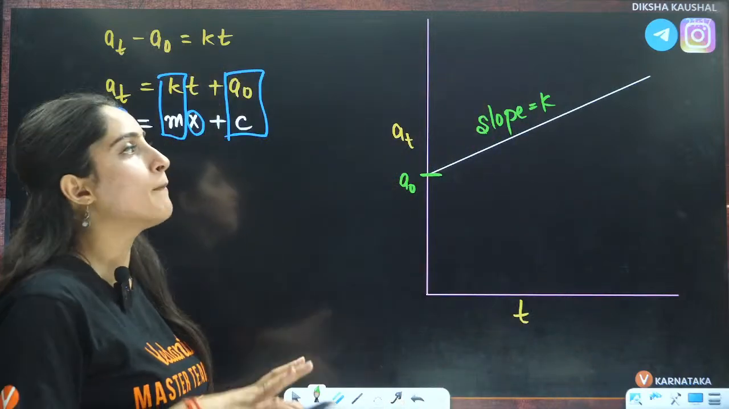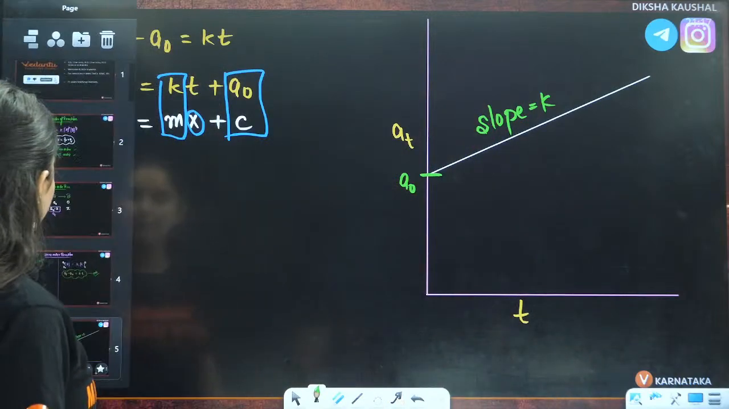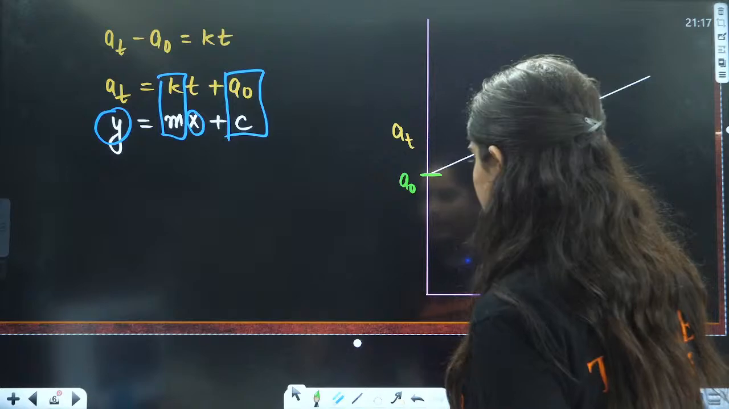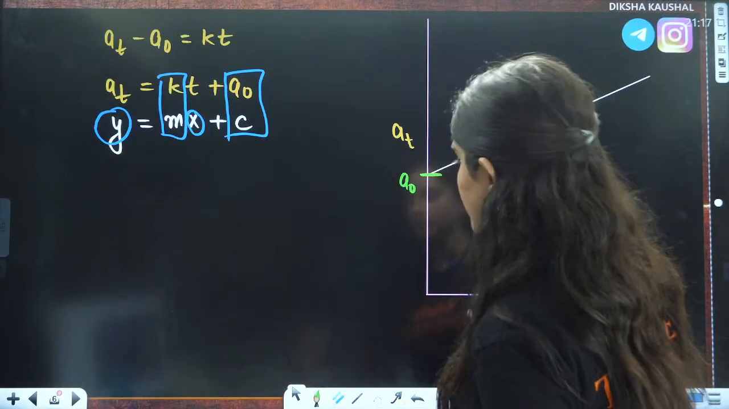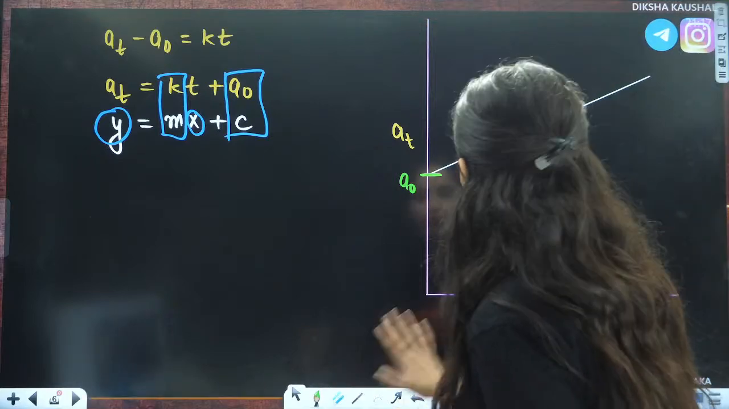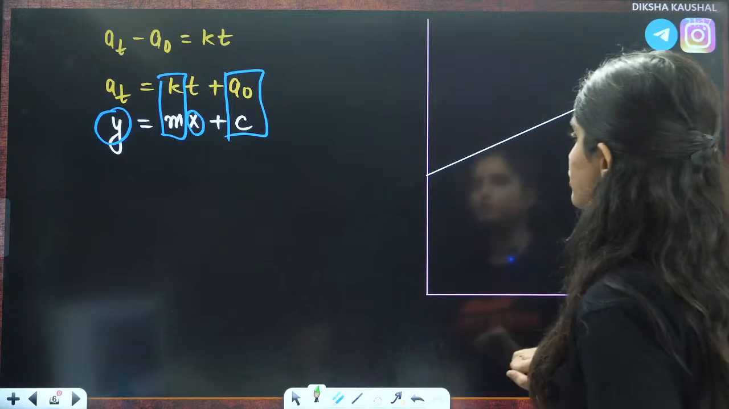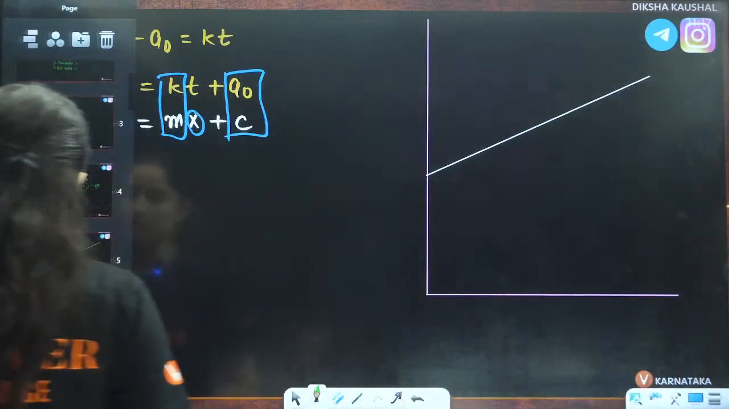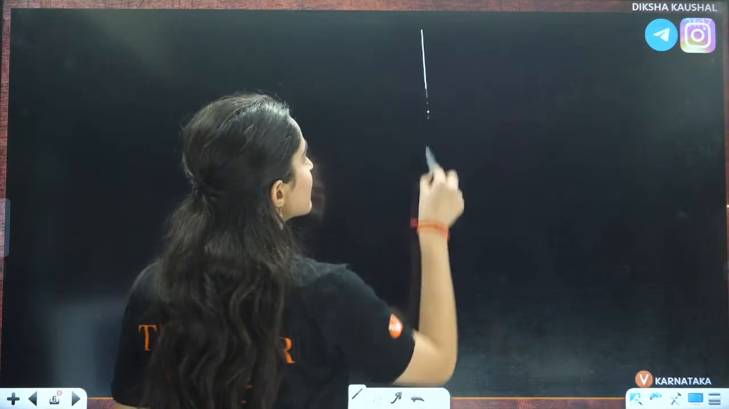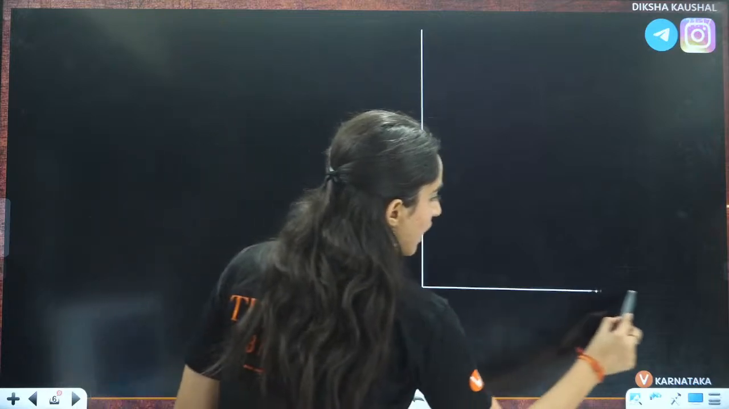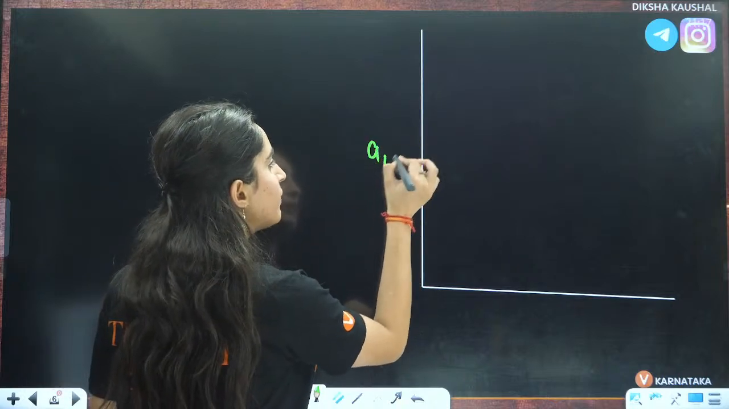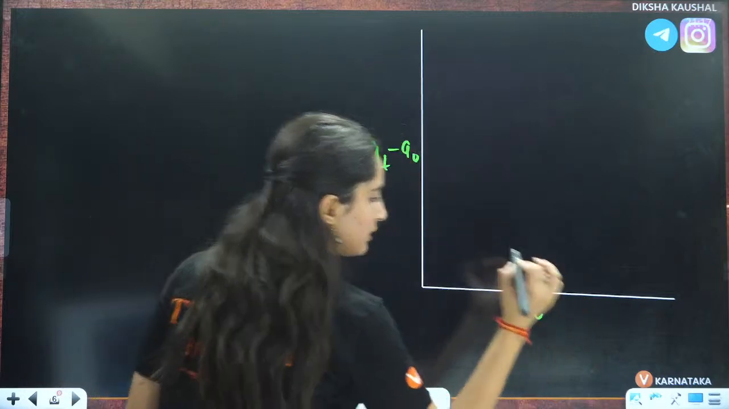So you just need to compare this thing, right? For example, they are not asking you about this slope. Rather, they are asking you a different graph. For the zero order reaction only, they are saying the graph is between A_t minus A naught and t.